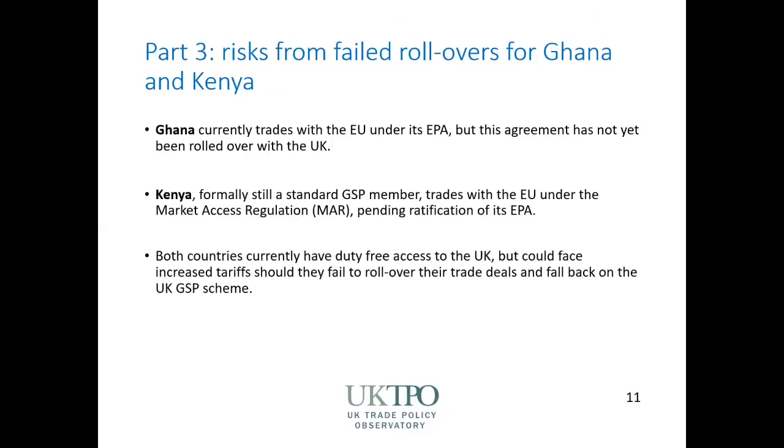Finally, a few words on the situation of Ghana and Kenya. These two countries, as Ian mentioned, are yet to roll over their EPA agreement with the UK. So far, they can export duty-free to the UK. Ghana benefits from the EPA. Kenya benefits from a market access regulation arrangement. But both these countries are at risk of facing tariffs next year in case they fail to roll over their arrangements, because the most likely scenario is that they would fall back on the UK GSP scheme.